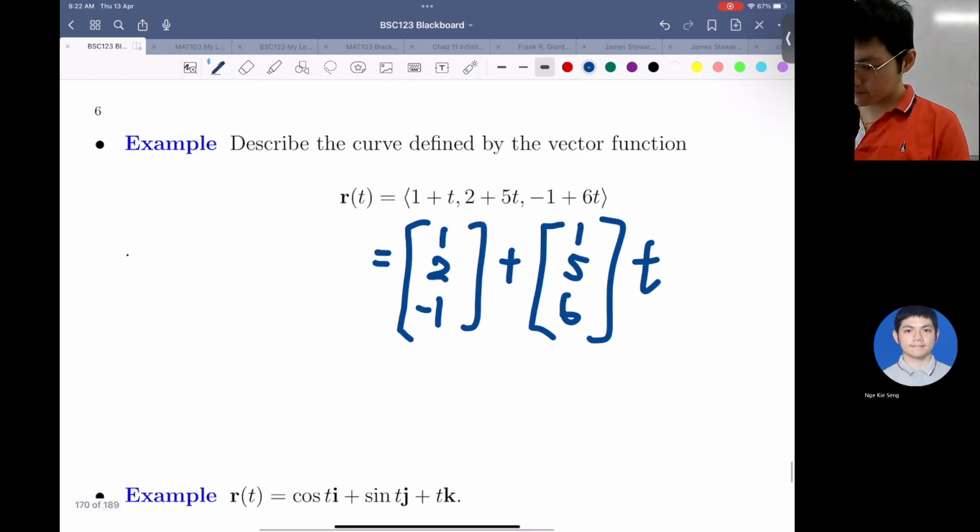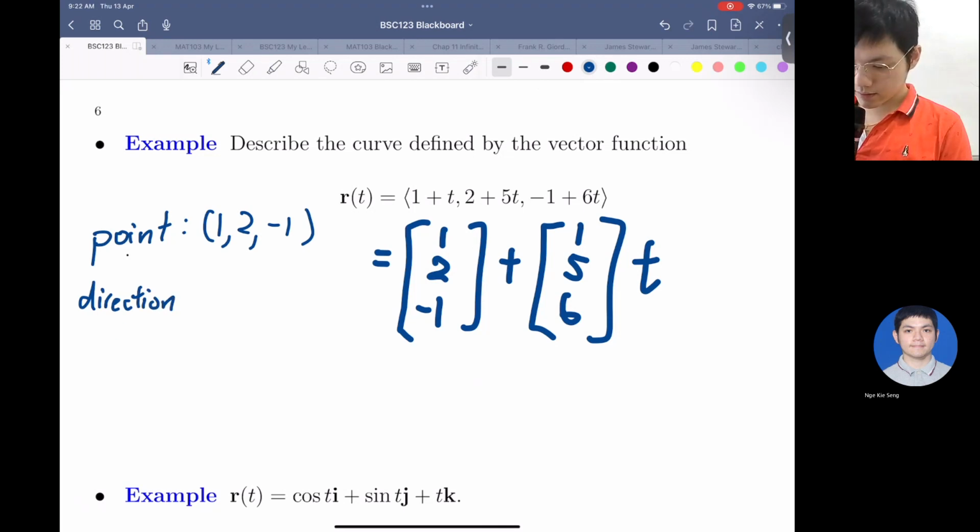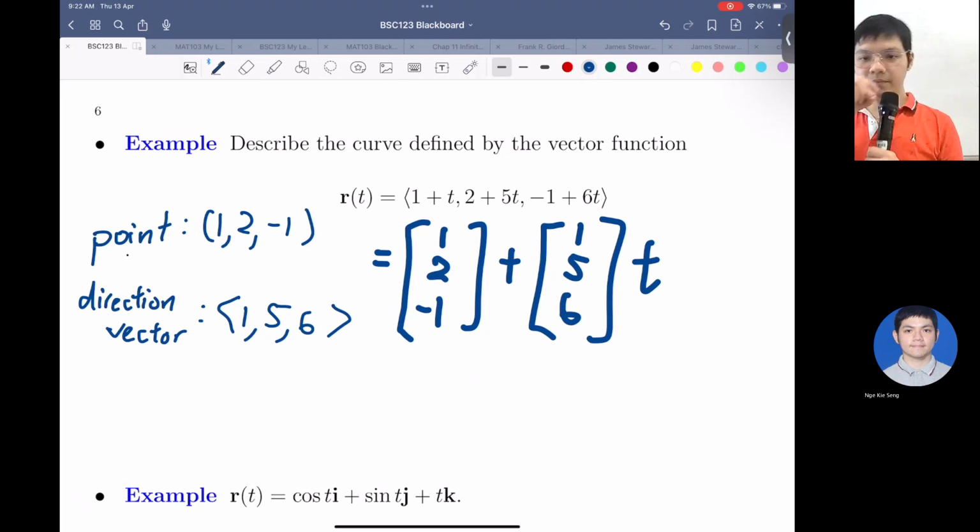So we will say that the point is (1, 2, -1), and then the direction vector is (1, 5, 6). Okay, so let me put this down. How do we describe a line? What's the information you need for a line?